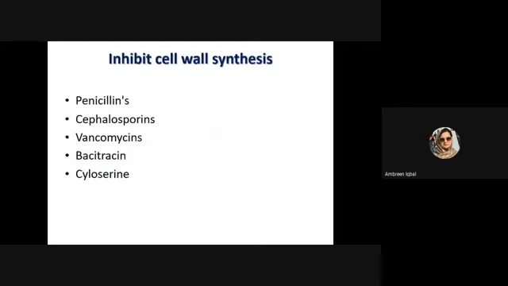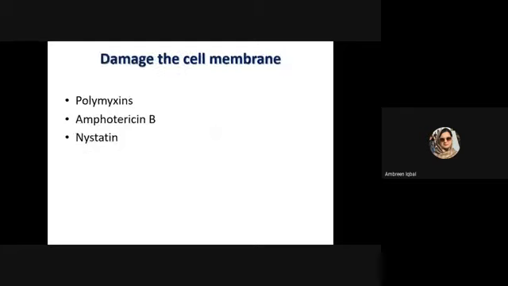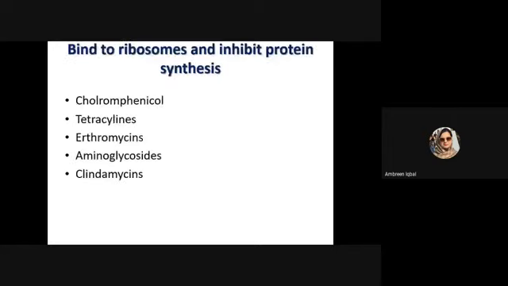Penicillin, cephalosporins, vancomycin, bacitracin, cycloserine, they inhibit the cell wall synthesis. Polymyxin and amphotericin B are going to damage the cell membrane. Chloramphenicol, tetracyclines, erythromycin, aminoglycoside, clindamycin, they all bind to the ribosomes and inhibit the protein synthesis. So we'll discuss them in detail in our coming lecture, don't worry.